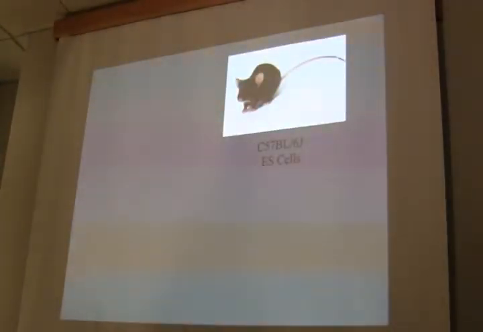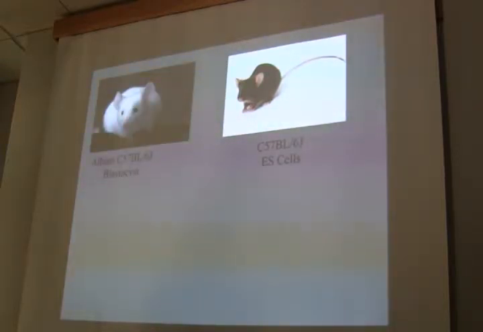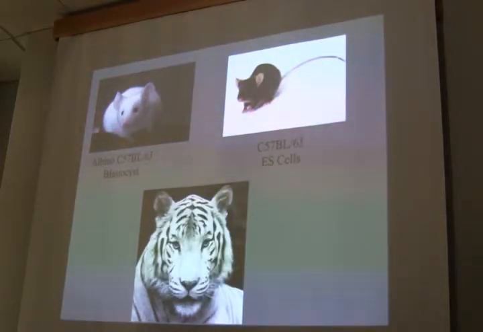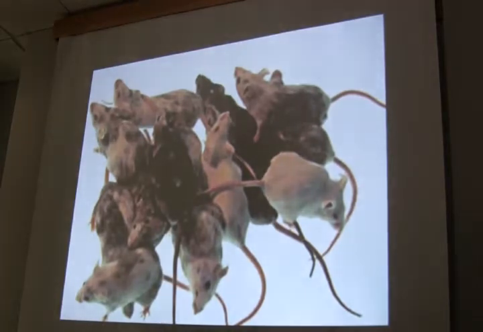So now, this is the black. We had our ES cells from black males, and our albino blastocysts. And so this is what you would want to get, but it's not quite that pretty. What we get is this: anywhere from a completely dark mouse to one that just has black whiskers, and it's a totally random process.